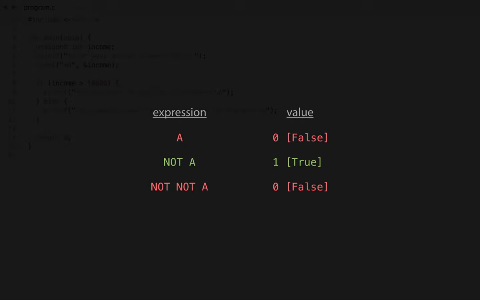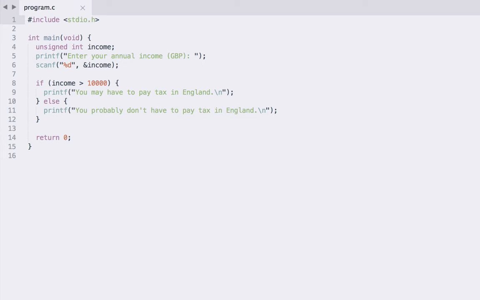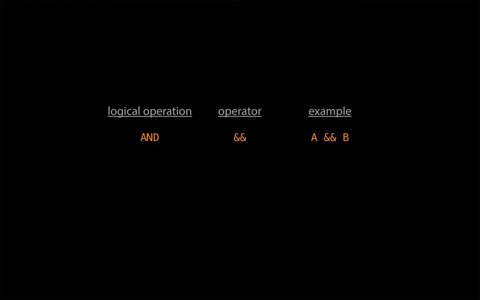So okay, that's all the theory for our logic operations, but how do we actually express these in the C language? Well, the logical AND operator is written ampersand ampersand. The logical OR operator is written using two vertical line symbols or pipe symbols. And the logical NOT operator is just an exclamation mark.